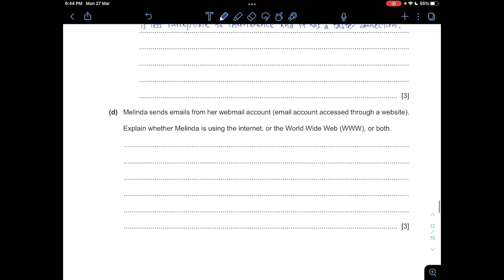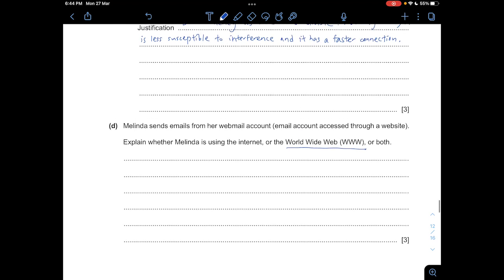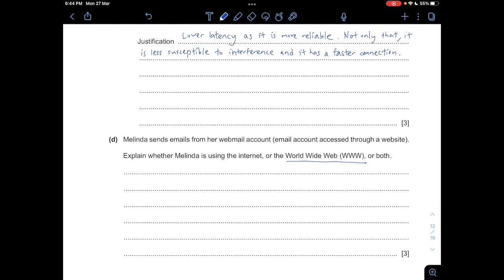So Melinda sends emails from her webmail account. Explain whether Melinda is using the internet or the World Wide Web. So if you want to access websites, you need to use the World Wide Web. But if you want to send data across, you need to use the internet in order to access the World Wide Web. Basically, you need both of them to access your email, right? So basically you're using both.